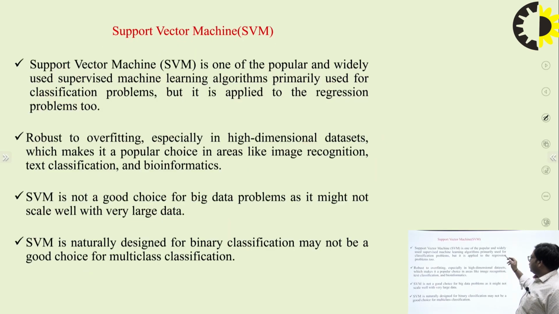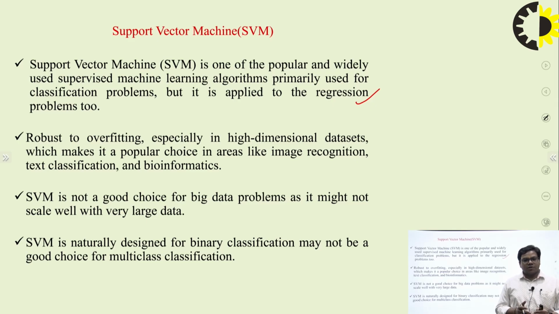So already I have told you this is one of the very popular and widely used supervised machine learning algorithms, primarily used for classification problems, but it can be applied to regression problems too. It is robust against overfitting, because most machine learning models suffer from the problem of overfitting, but this can cater to these overfitting issues. And this works very well with high dimensional data sets. High dimensional data set means a large number of input features.